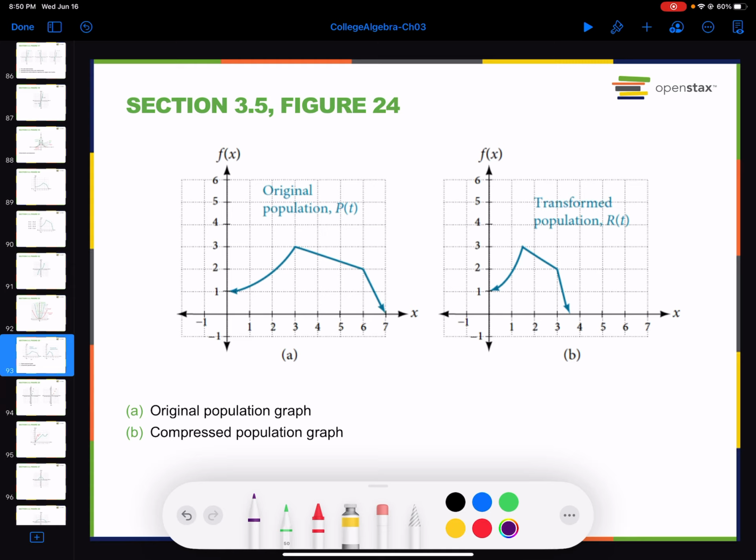And then this is just another real world example of making a compression. It's talking about the same fruit fly population. The new population progresses in 1 hour the same amount as the original population did in 2 hours. So you can see it's shrinking, it's compressing horizontally.